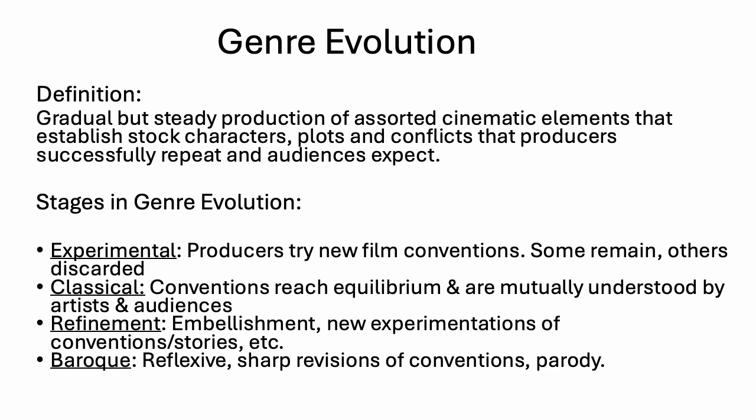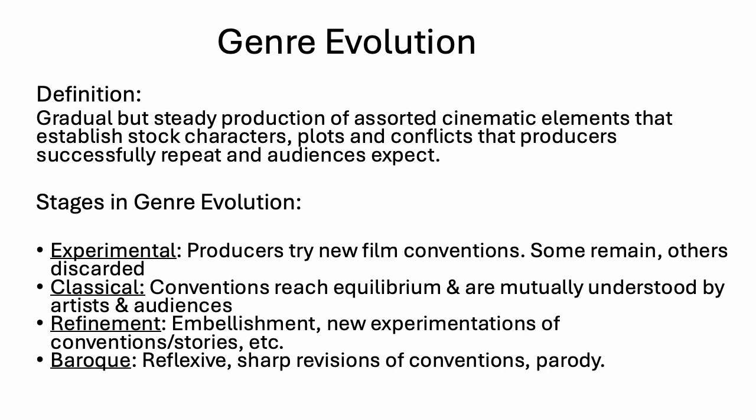Now, film genres do not remain static. They must change in order to avoid being stale. So we're going to look at genre evolution. Genre evolution is defined as the gradual but steady production of cinematic elements that establish stock characters, familiar plots, and conflicts that producers successfully repeat and audiences expect.